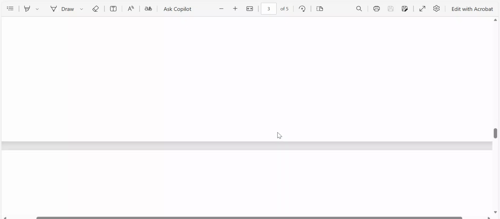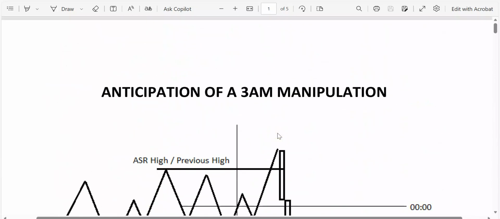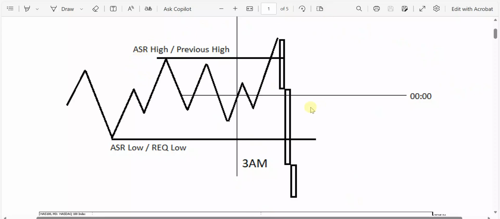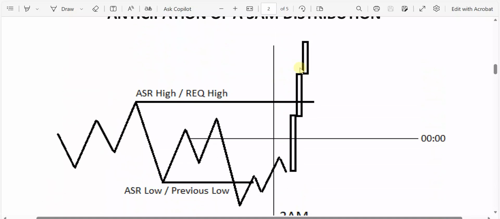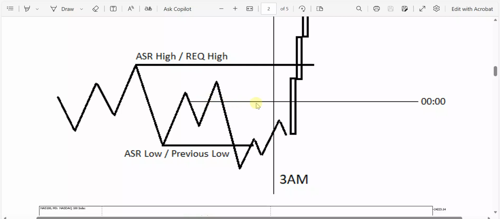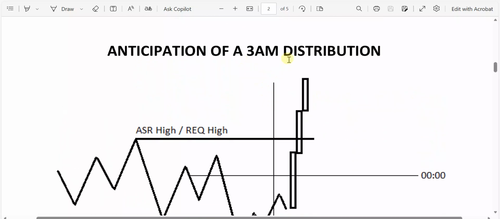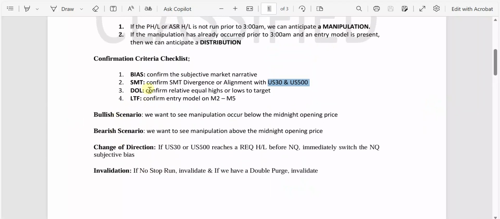So let me just illustrate it using this. This illustration is showing us a bearish scenario. You can see this is my midnight opening price. If you're bearish, you want to see price trading above this midnight opening price, as you can see here. Basically price manipulating above this midnight opening price, then you can anticipate price to continue selling down. Then it's the opposite for a bullish scenario. If you're bullish, you want to see price trading below the midnight opening price. And yeah, I think that wraps up the model.